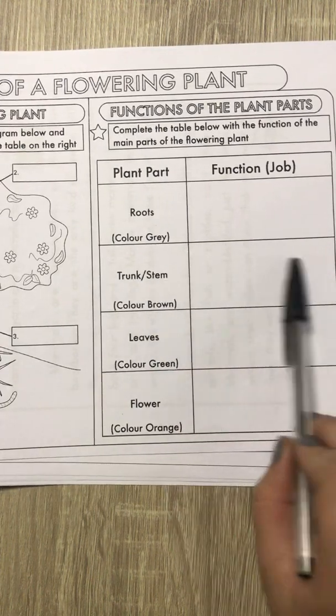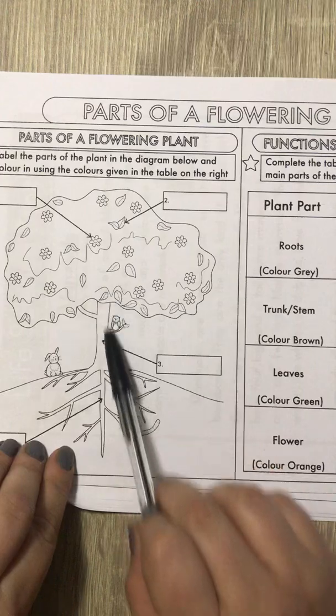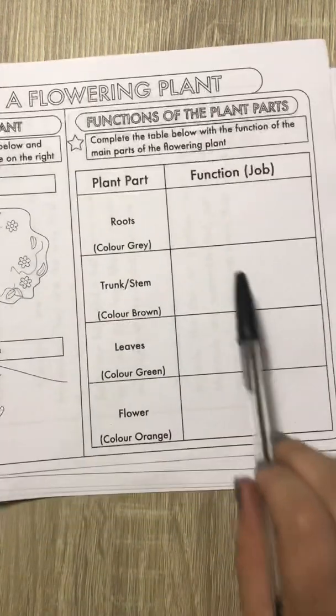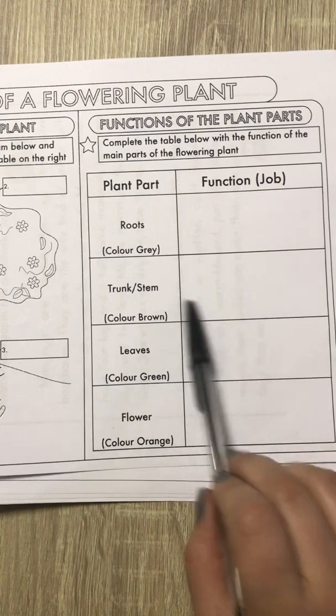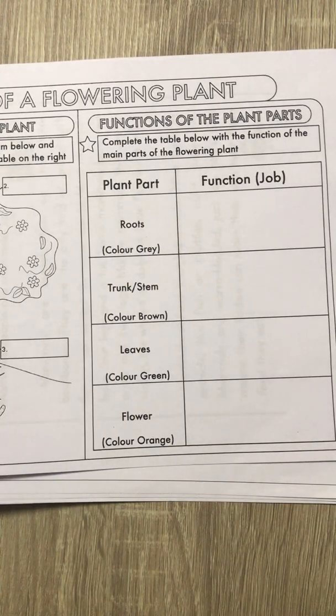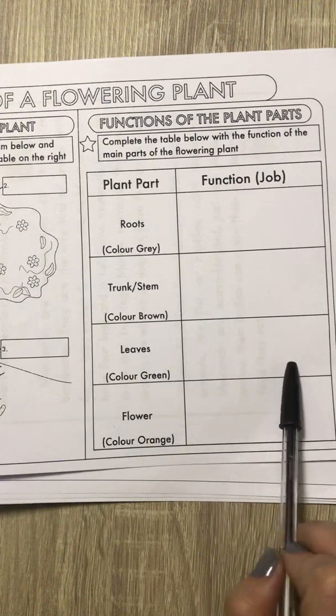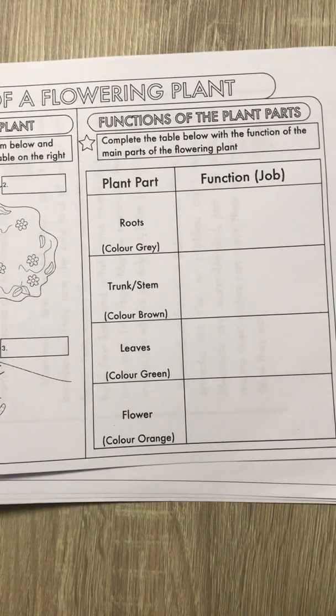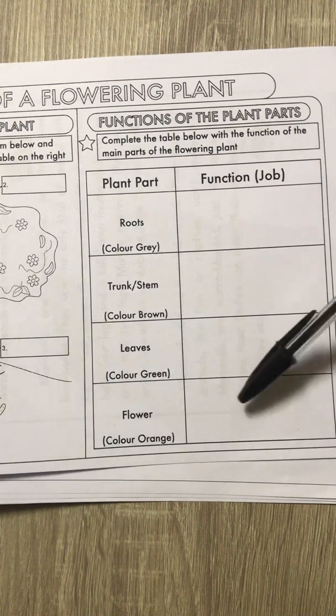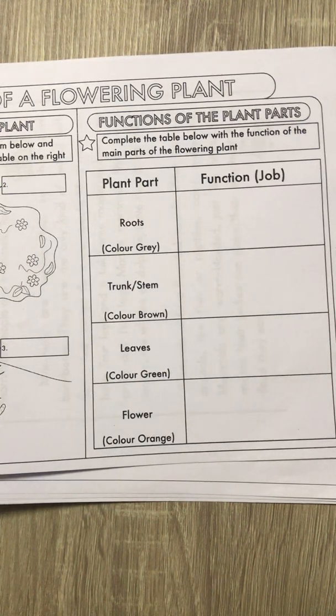Next one, the stem of the plant. You're going to write your answer here. What does the stem of the plant do? What is the function? What is the job of the stem of the plant? What does it do for the plant? Next part, the leaves. What do the leaves do for the plant? Write that down in here. The leaves do what for the plant? And then lastly, the flowers. What do the flowers do for a plant? Why does a plant have flowers? Why is it important? What do the flowers do for the plant?